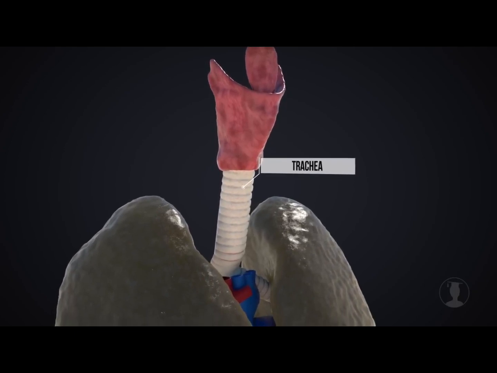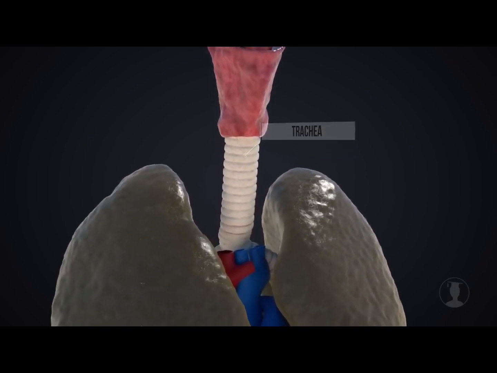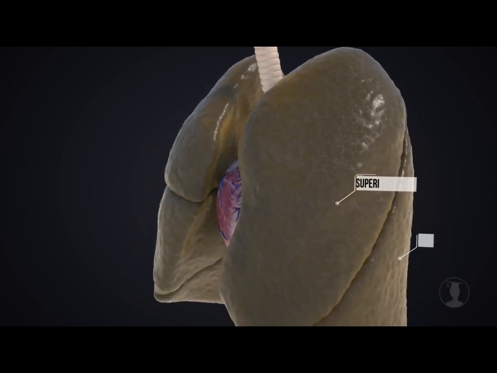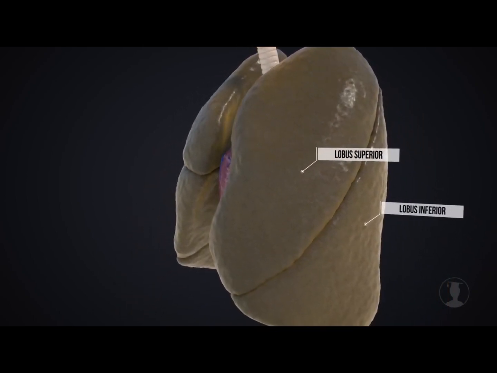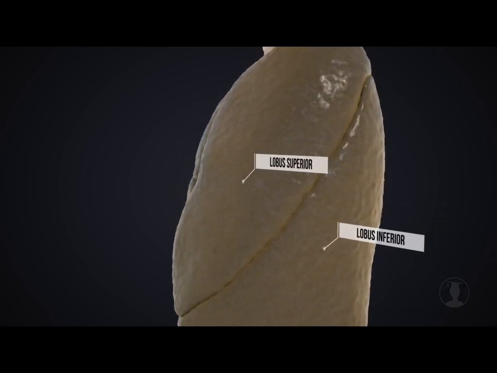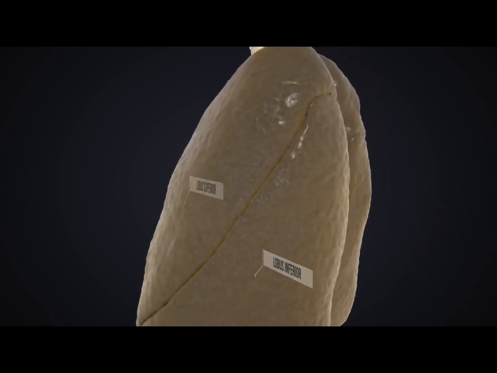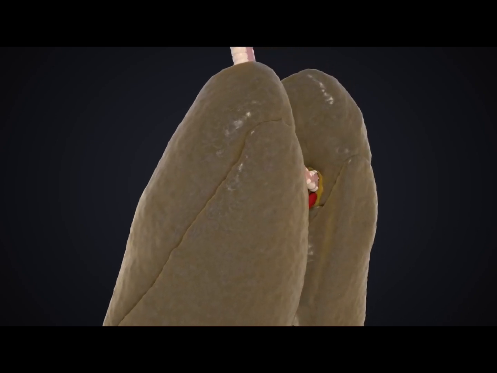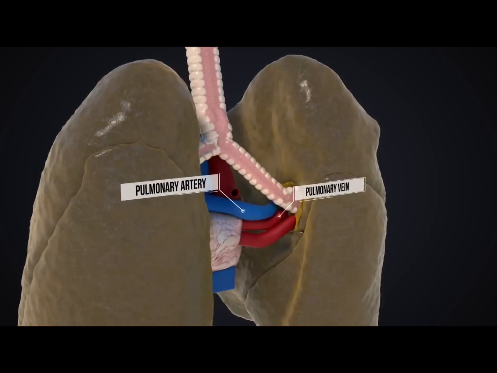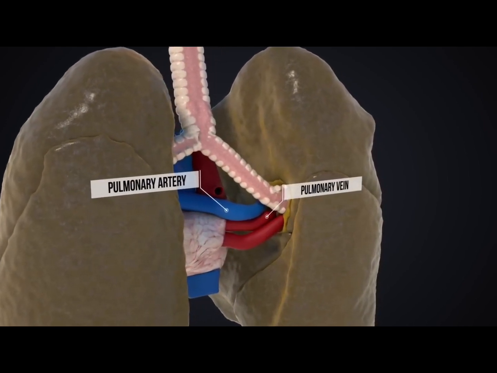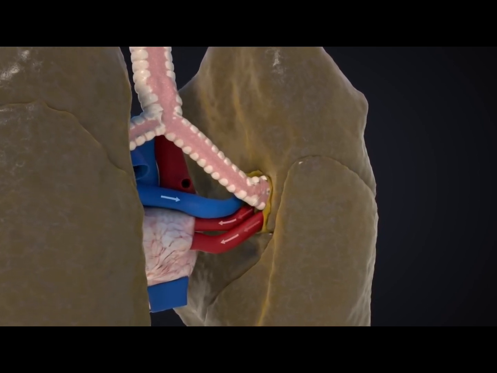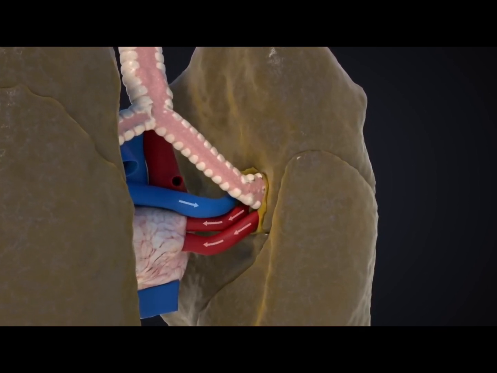Near the heart, the trachea branches into two main bronchi. The main bronchi lead to the left and right lungs. The left lung has only two lobes, upper and lower, whereas the right lung has three lobes. The centrally located heart pumps deoxygenated blood to the lungs through the pulmonary arteries. Oxygenated blood returns to the heart through the pulmonary veins and eventually to all organs.